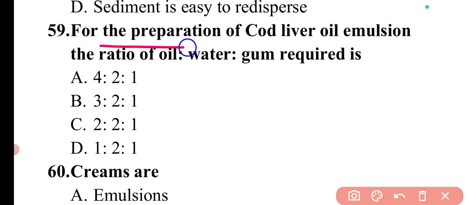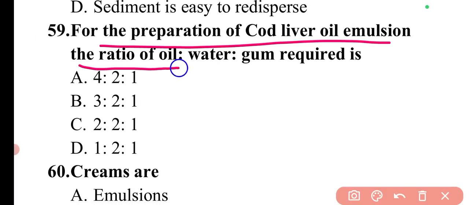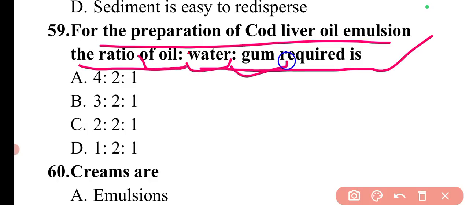Next question is, for the preparation of cod liver oil emulsion, the ratio of oil to water to gum required is. So for the preparation of cod liver oil emulsion, the ratio of oil to water to gum will be 4 is to 2 is to 1. So here option A will be the correct answer. So this is for the cod liver oil.